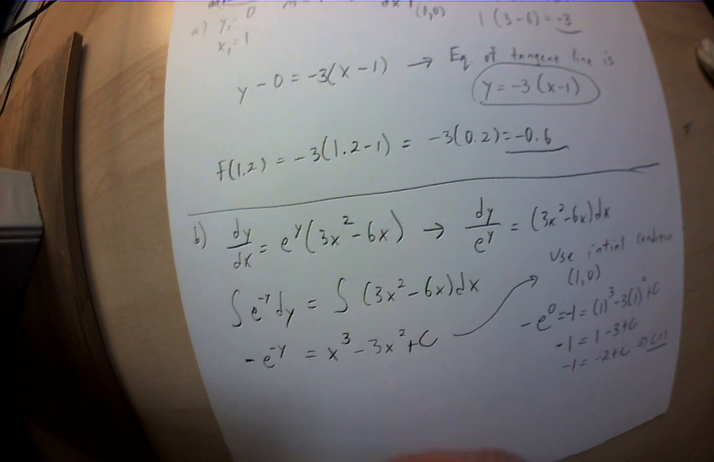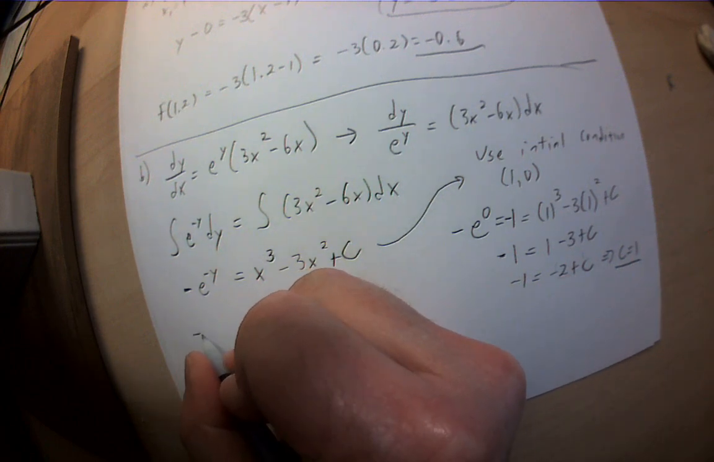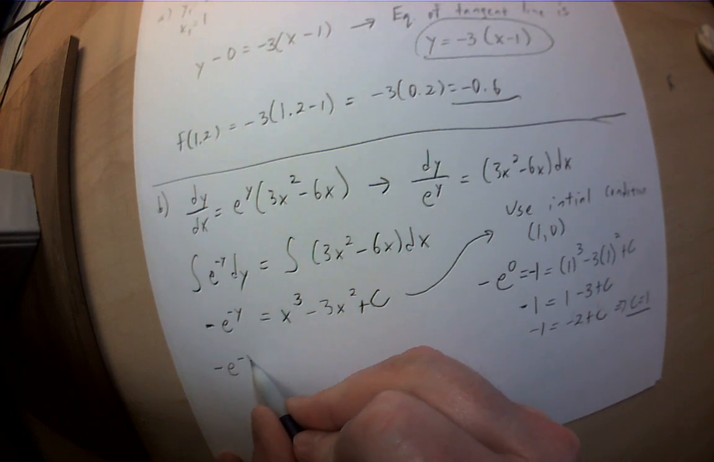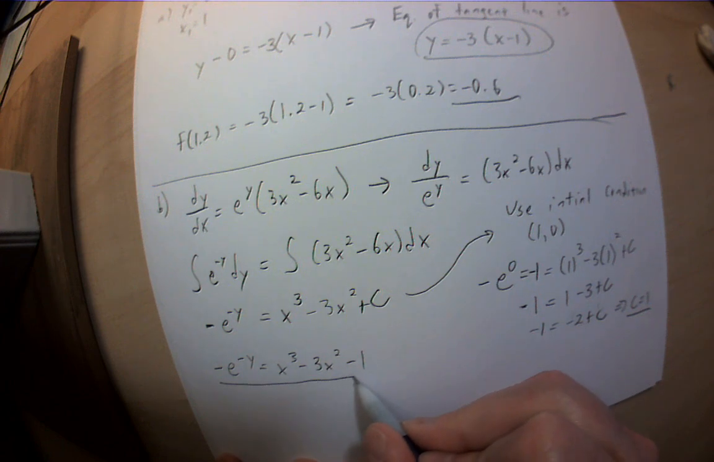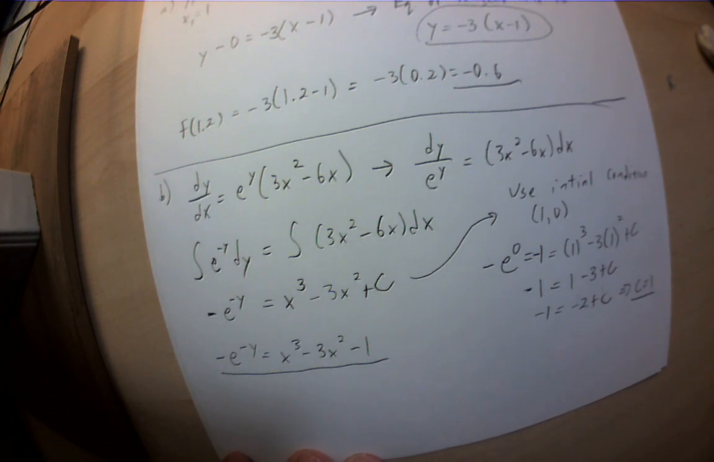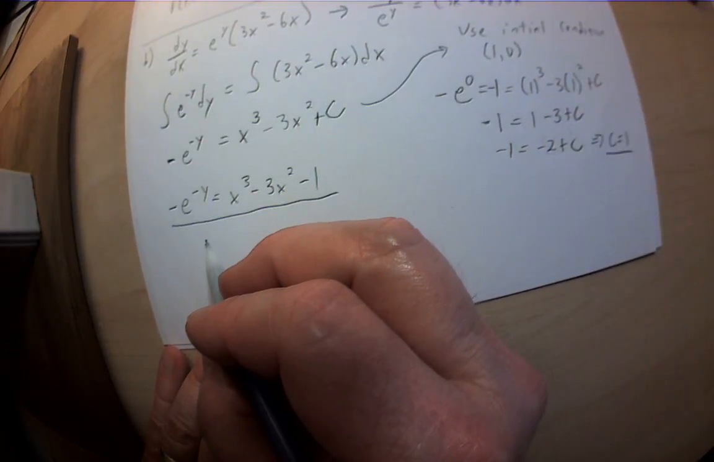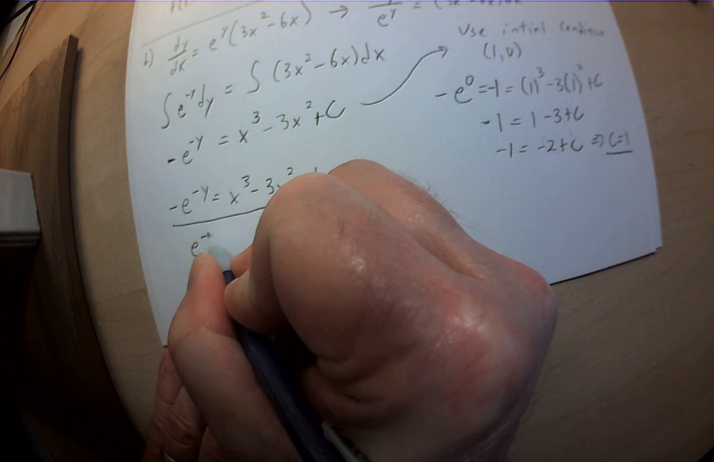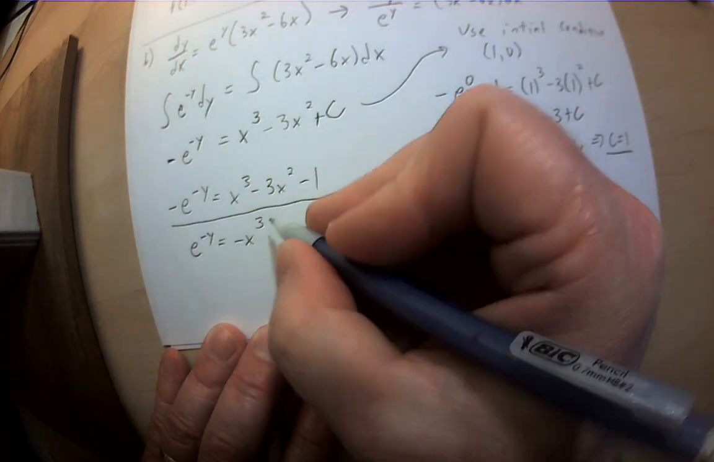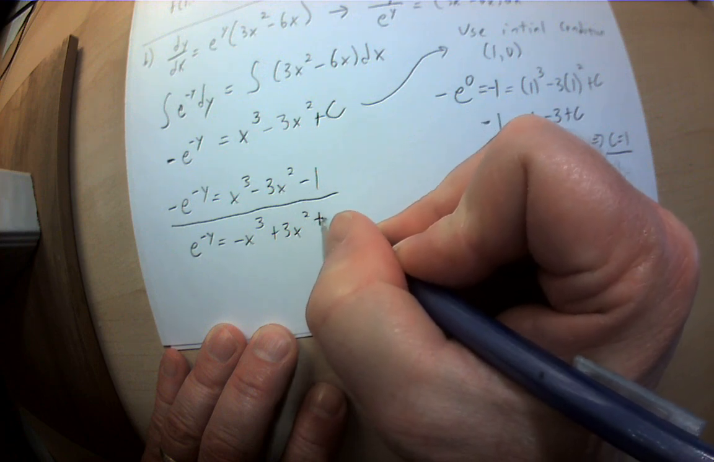Okay, so guys, I got this. Is that good? Are we happy with that? Yeah. So we've got negative e to the minus y equals x cubed minus 3x squared minus 1. Okay? So let's see if we can get y by itself. So I'm going to take the log of both sides. This is going to end up becoming, let's see, hang on. E to the minus y equals negative x cubed plus 3x squared plus 1.